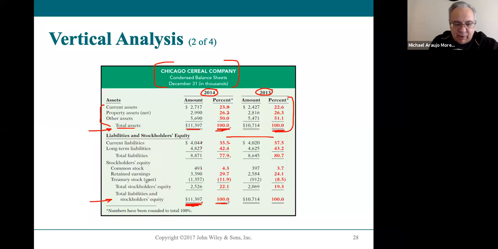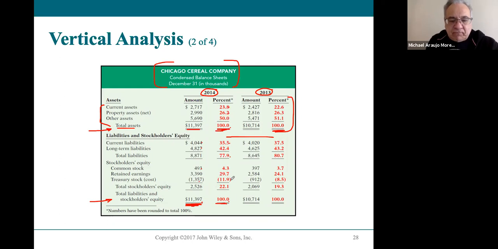Treasury stock, remember, is taken away. So that's why it's in parentheses here. It's taken away from stockholders' equity, so it's clearly going to have the impact. You're still using 1357 divided by 11,397, but because it's a negative divided by a positive, your answer is going to be negative.